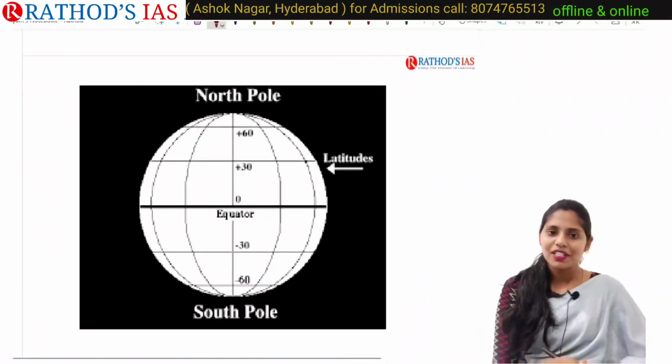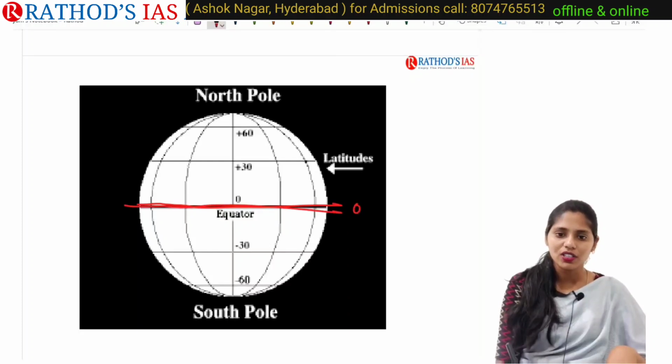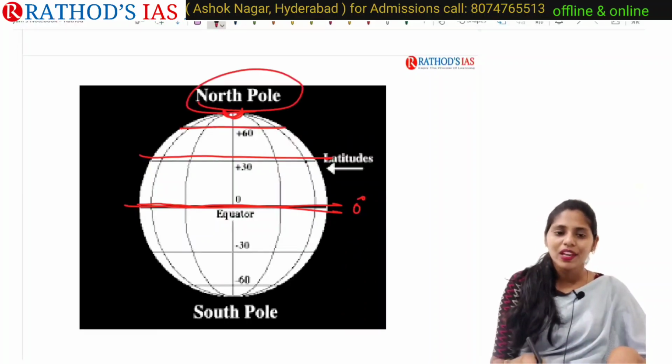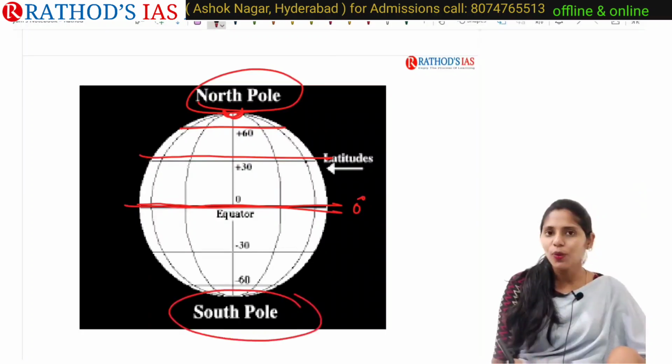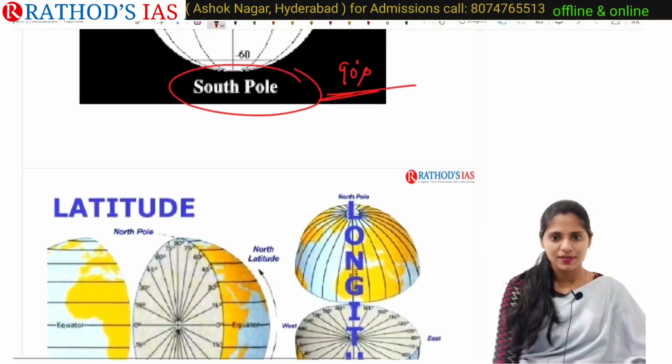So if you see this image, it will be very clear. These are our latitudes. This is our equator, it is 0 degrees latitude, and here we have 30 degrees north latitude, 60 degrees north latitude, and here 90 degrees north latitude, our North Pole. And here we have our South Pole, which is 90 degrees south latitude. So with this image, you can easily remember this.